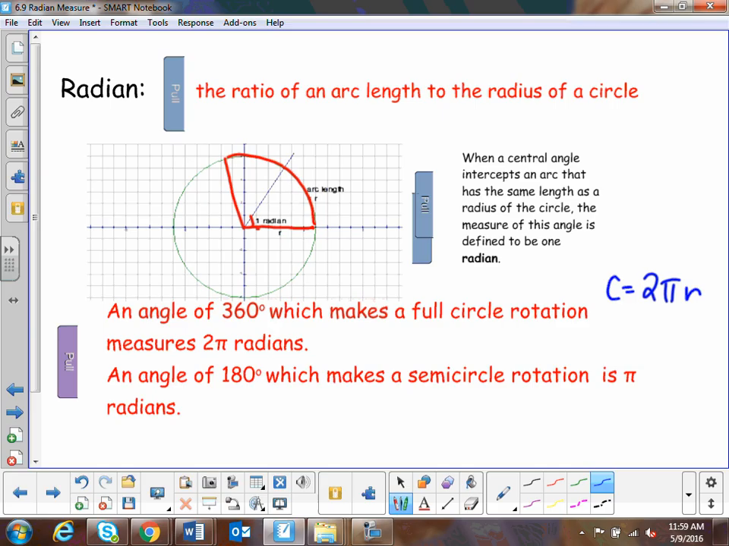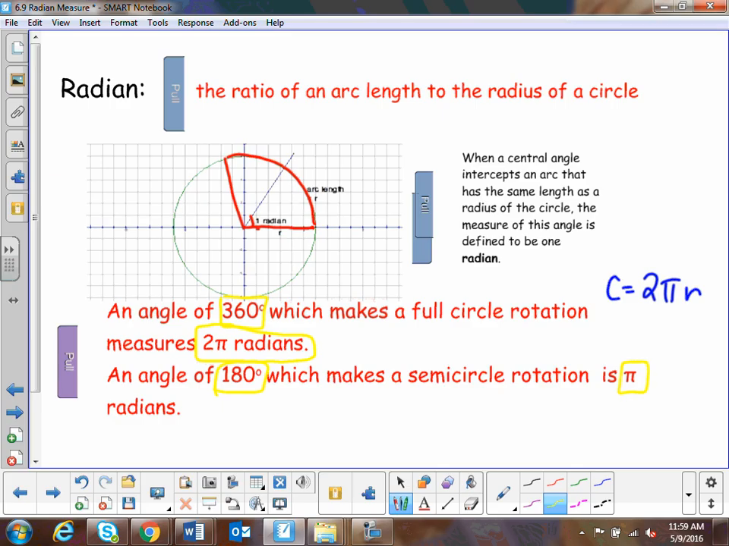2 pi radii. I got that from a Khan Academy video. But 2 pi radii complete the full circle. So there are 2 pi radians in 360 degrees. Okay? Think about it. If that's 360 and that's 2 pi radians, what would it be for 180? 1 pi, right? And so you can see here, if you go just a rotation of 180 degrees, then that's going to be pi.